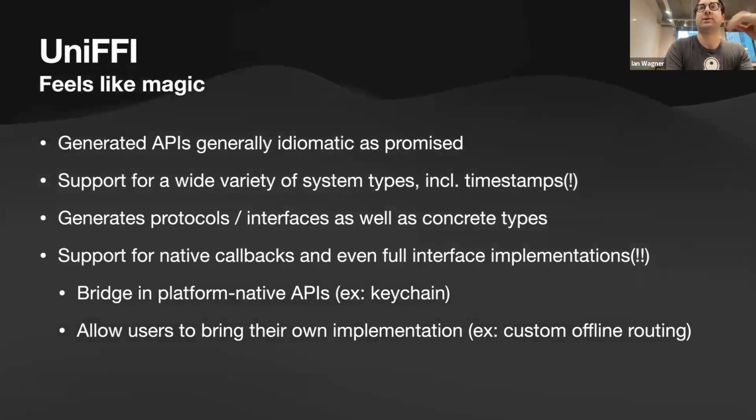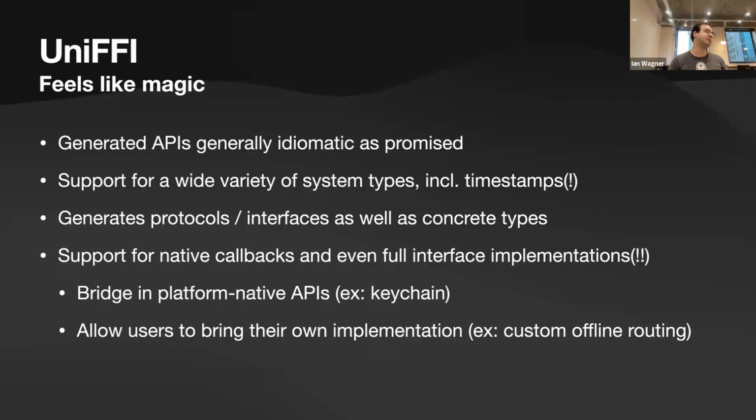And in our case, since we're building a navigation SDK with it, the cool feature is that it allows users to bring their own routing implementation. So a user could do something like have their own offline route generation. If they're shipping some local information that they've downloaded with their app, then you can do custom offline routing or whatever you want.